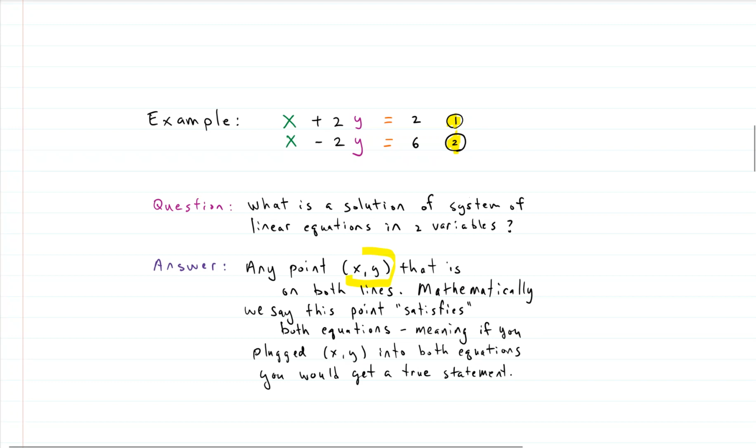What is a solution to this type of a system? If they say solve the system, what do they want you to do? They really want you to find the point where these two lines cross, if they cross at all. And that point will be an xy coordinate.